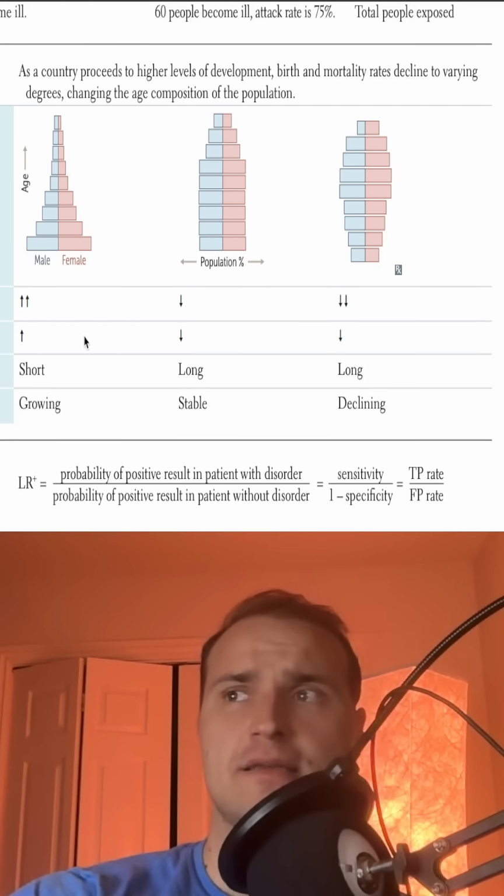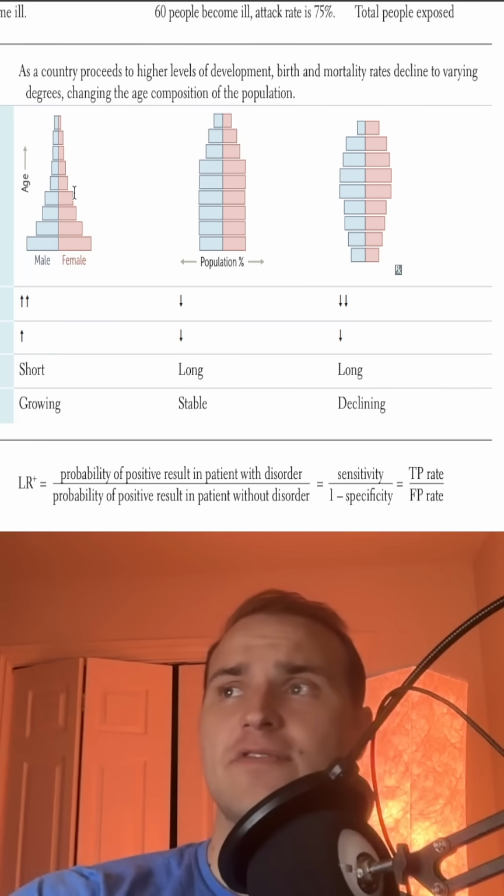What about this arrow? What would that represent? That's going to represent the mortality rate. That's how often people are dying. People are dying left and right. Look, they're not even making it. The mortality rate is high here.